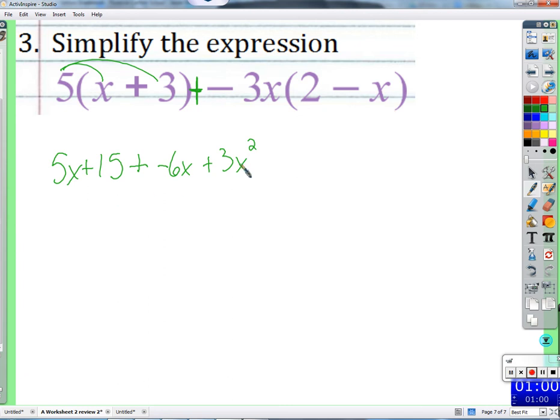Okay, so we're going to look at this expression and see if there's any like terms. The like term of 3x squared is just x squared. But there are some x terms, multiple x terms. We got 5 of them here. We take away 6 from that, we get negative x, negative 1x, plus 15.